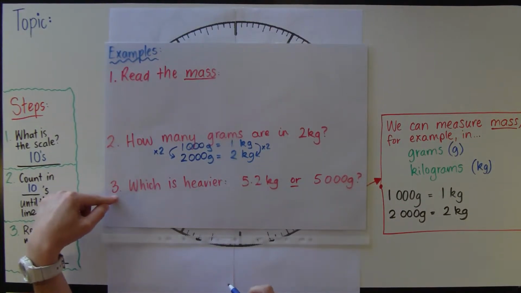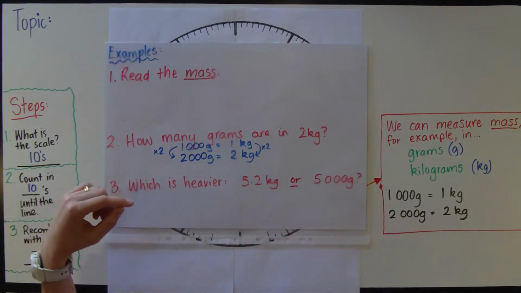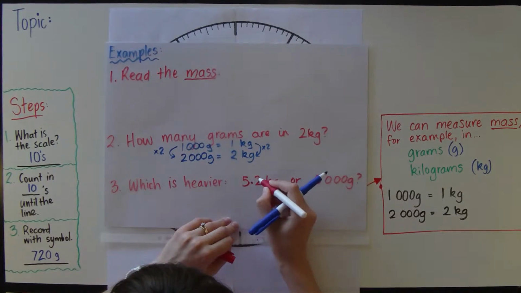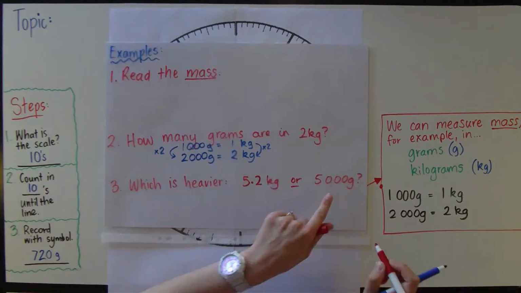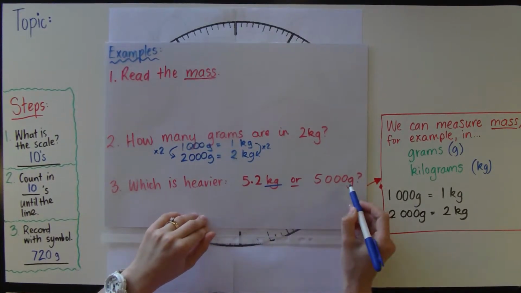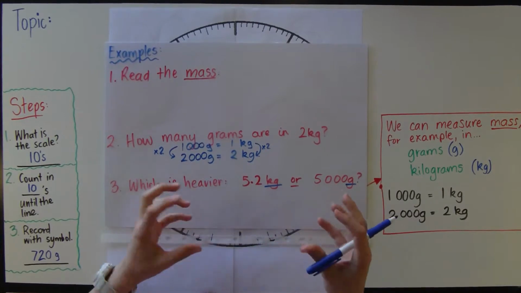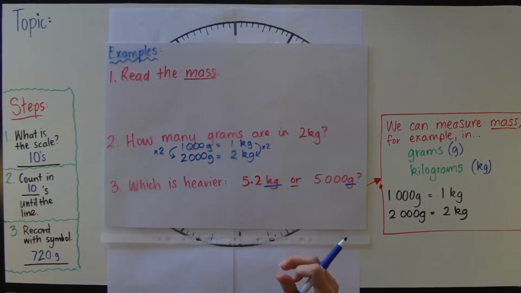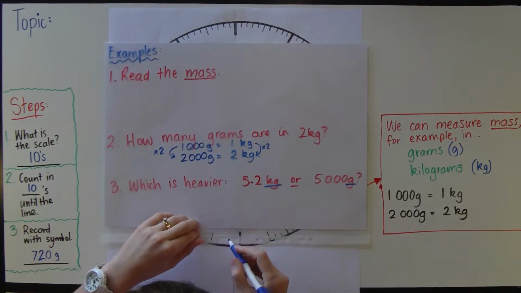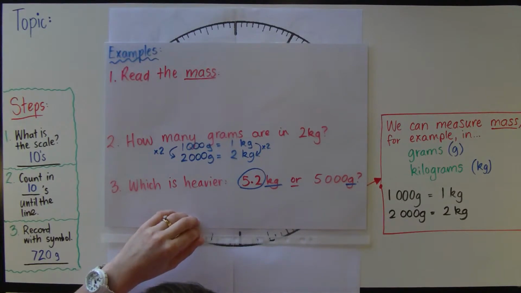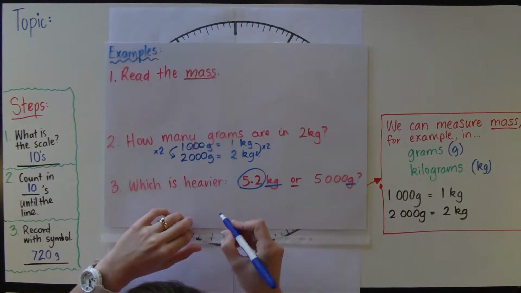Next question, which is heavier, 5.2 kilograms or 5,000 grams? Some people might look at this and get a bit confused and think, well, that one's the bigger number, so I'm going to say that one is heavier. But it's actually incorrect. You need to convert one of them to be the other, so you can compare them accurately.